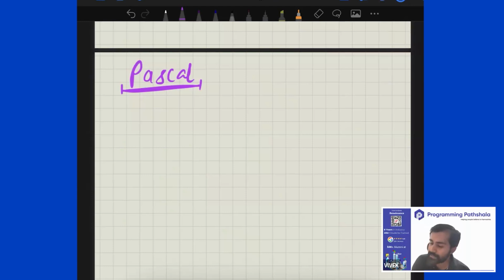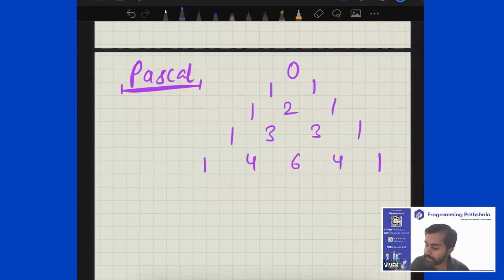What is Pascal triangle? Pascal triangle is something like this. If you have seen something like this: 1, then 1, 1, then 1, 2, 1, then 1, 3, 3, 1, and then 1, 4, 6, 4, 1. Do you see how the values are generated? Like this 3 is a sum of 1 and 2. This 3 is a sum of 1 and 2. This 2 is a sum of 1 and 1. This 4 is a sum of 1 and 3. This 6 is a sum of 3 and 3. This 4 is a sum of this and that.